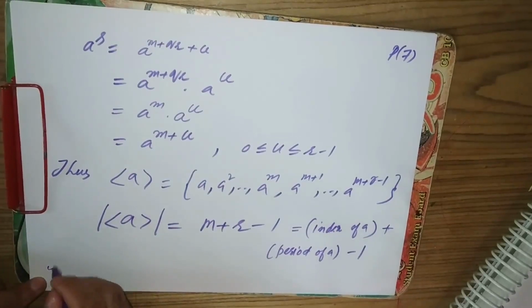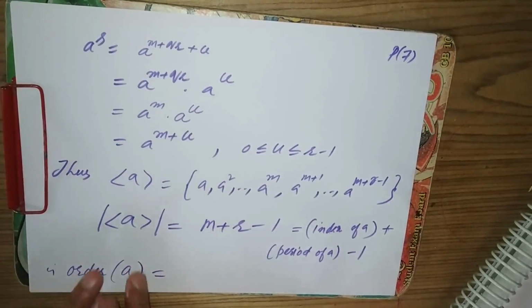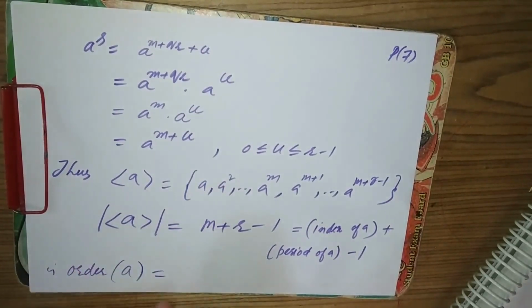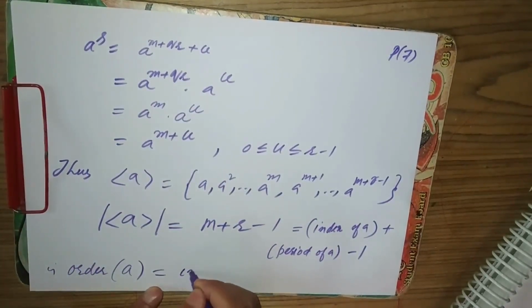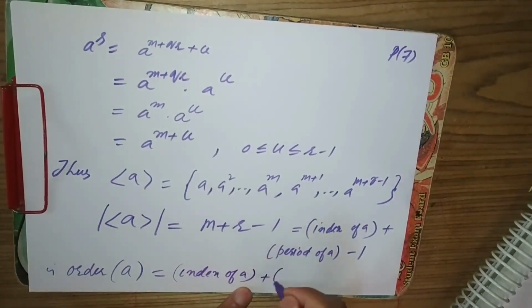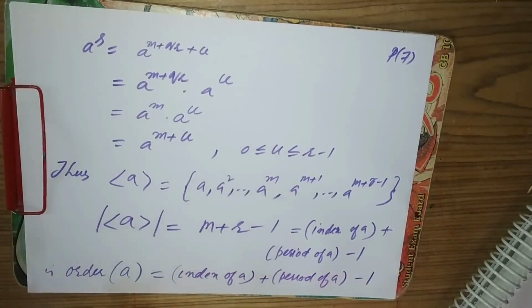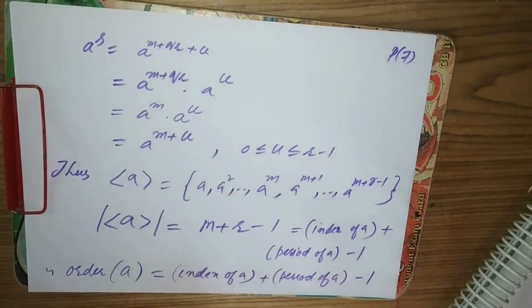So we can say the order of A is the same as the order of the finite semigroup generated by A, which is equal to index of A plus period of A minus 1. So in semigroups we can define the order of an element as index of A plus period of A minus 1. It's not like the least positive integer n such that A^n is equal to identity, because we don't have identities here.